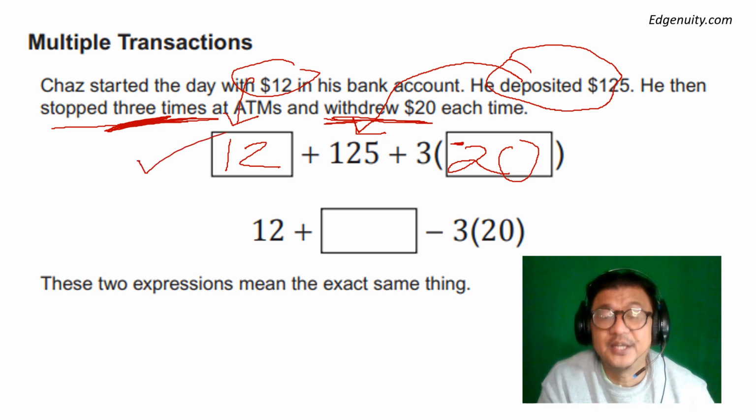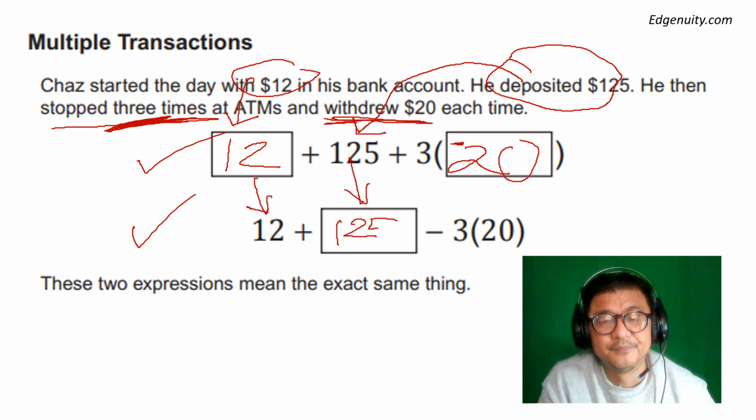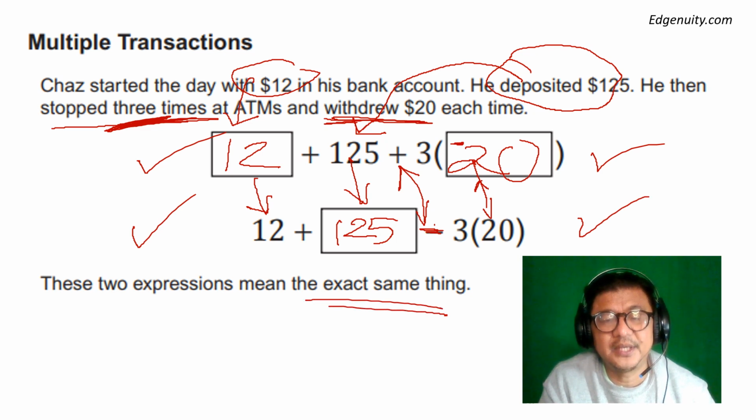There is another expression which is also the same. You could write the 12, maintain the 12. Okay, but instead of adding, you can subtract. Okay, but the other number 20 becomes the opposite, positive 20. Okay, because remember, subtraction is adding the opposite. So either or, you'll get the same expression, meaning the same thing.